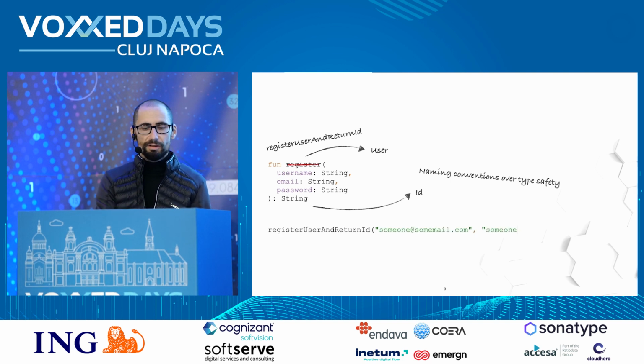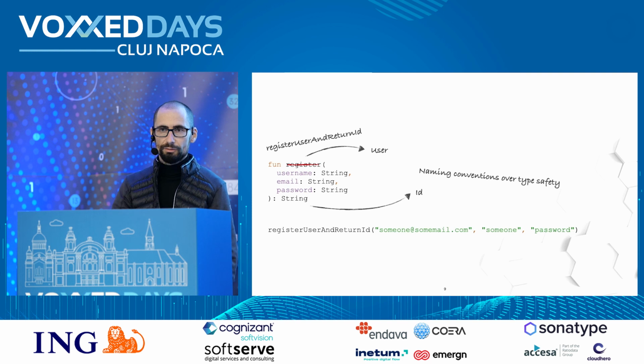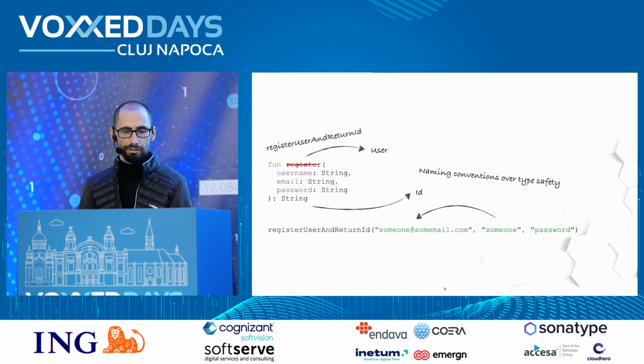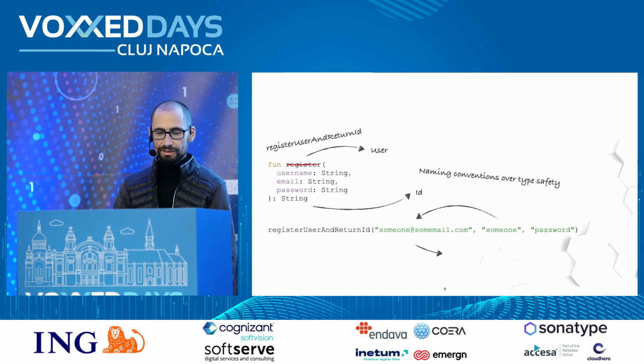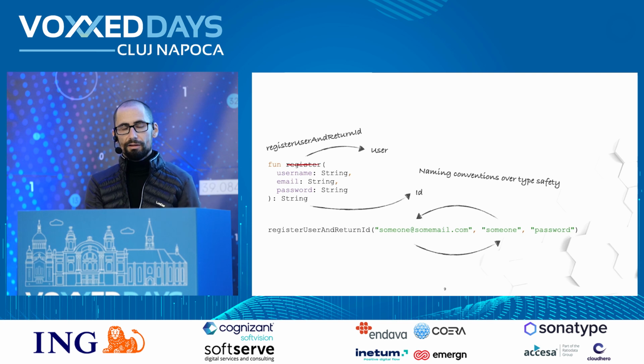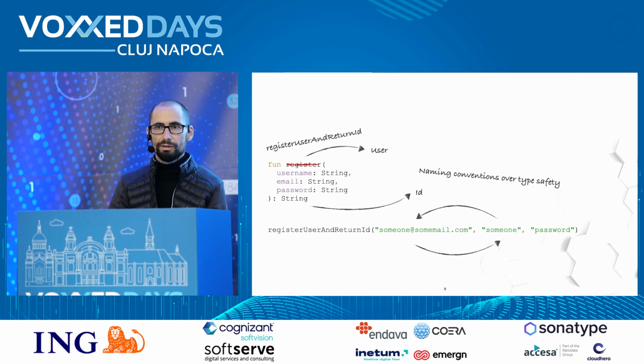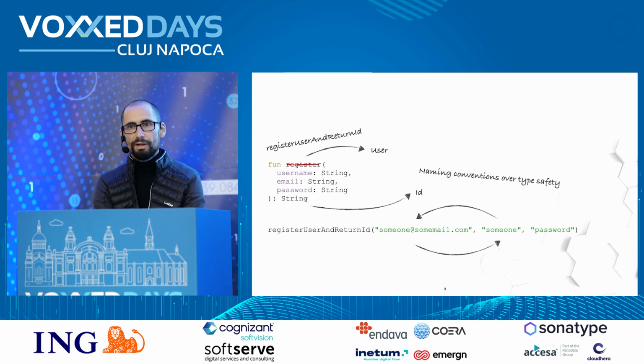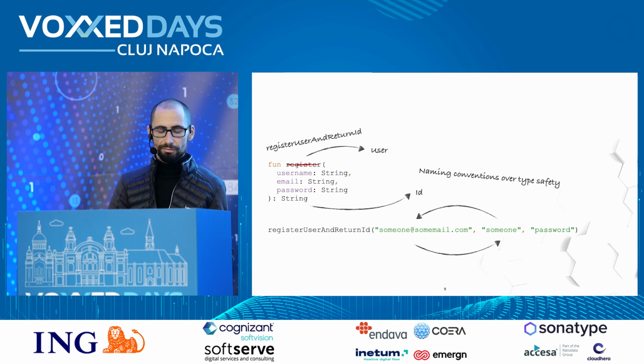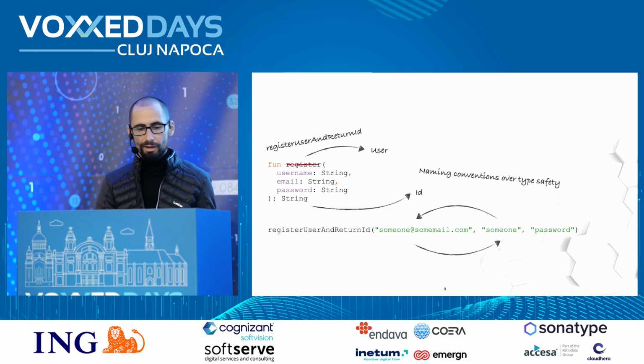Now, if we invoke this function, we're going to see that we have a problem. We passed the username instead of the email address and vice versa. By doing this, we end up with corrupt, invalid data in our domain. Moreover, the compiler cannot help us, because the compiler has no idea what a username is. The compiler knows that it needs three strings, and it has no idea how to differentiate between your types. And that's a valid thing.